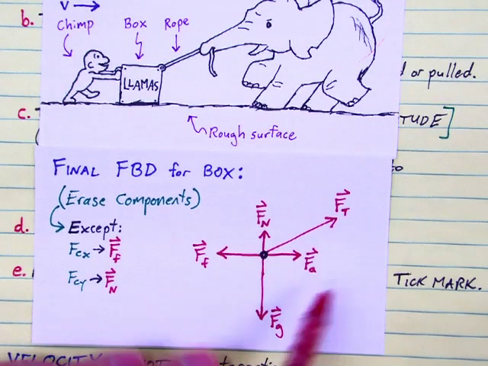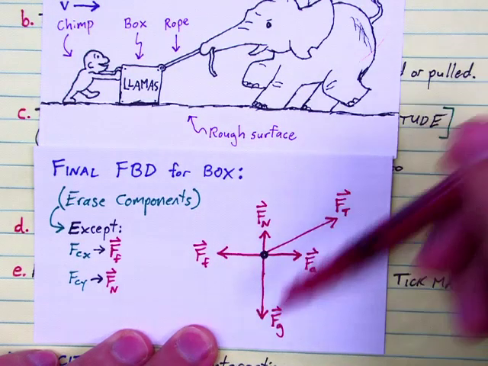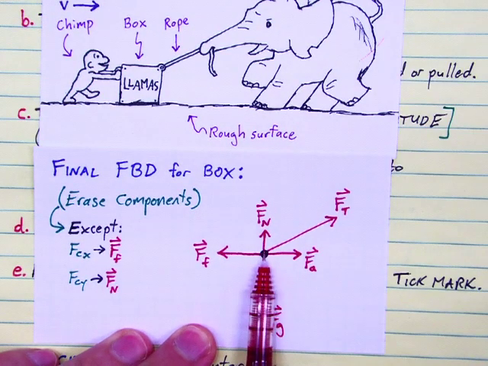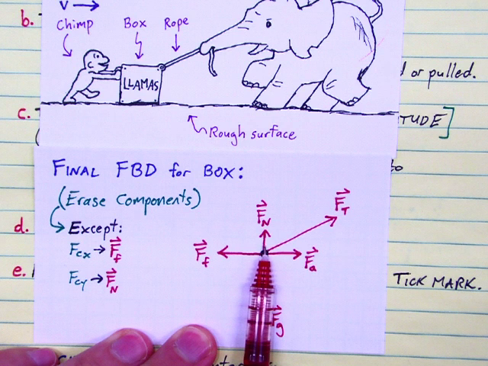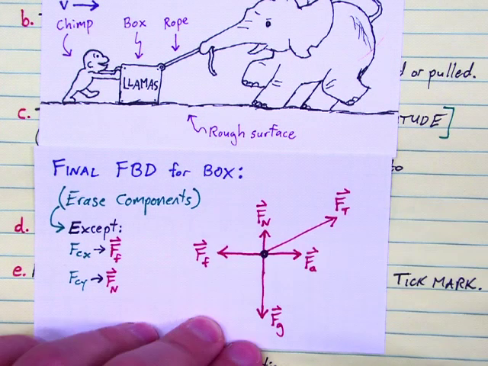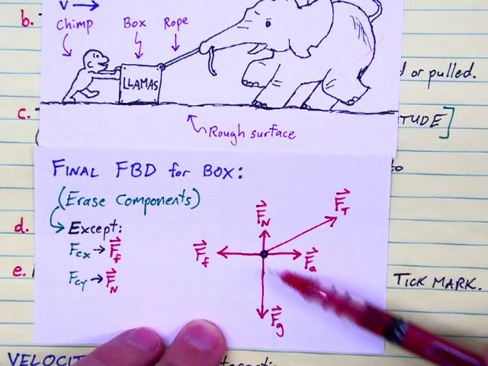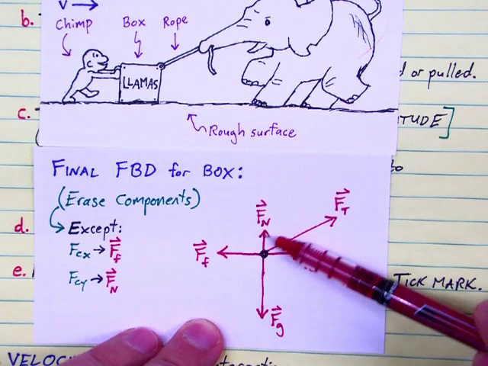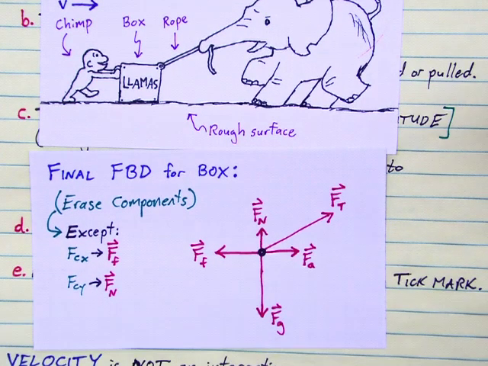There's the tension, there's the force from the chimp, here's gravity pulling down, here's what we call the normal force, the contact force from the surface pointing perpendicular to the surface, and here's the force of friction, part of the contact force of the surface parallel to the surface. These are really just two components of the contact force, but we always draw them as two separate forces of their own.